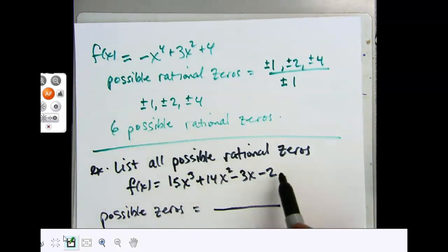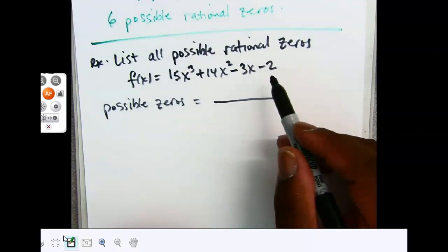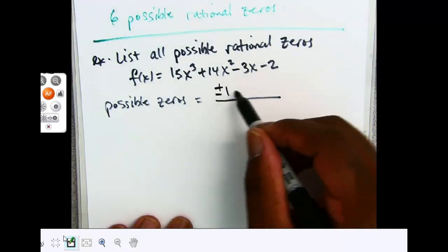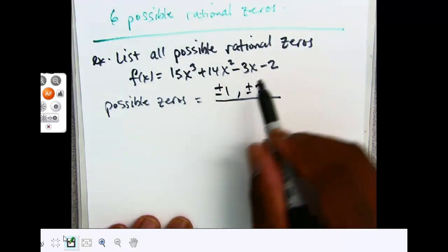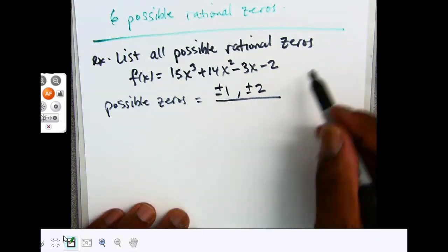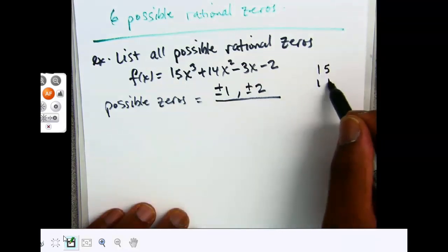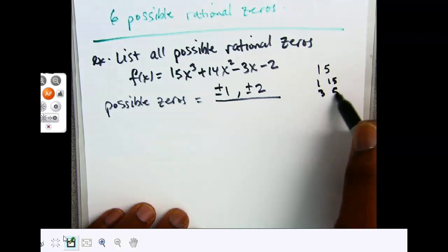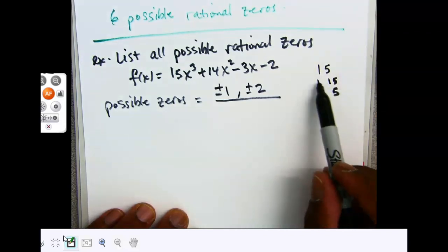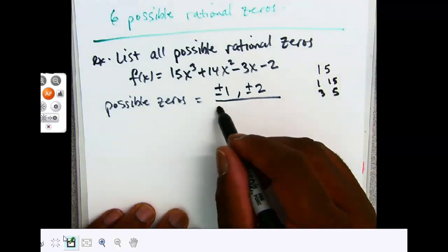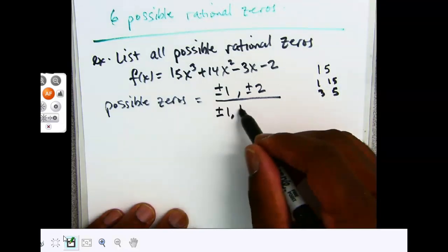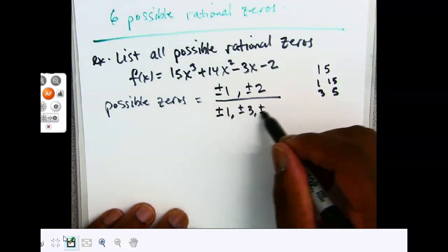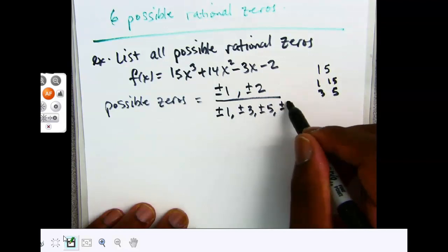All right. So our constant is 2. The only factors of 2 are 1 times 2. So we have plus or minus 1 and plus or minus 2. 15, on the other hand, is 1 times 15 and 3 times 5. So your possible factors are 1, 3, 5, and 15. So plus or minus 1, plus or minus 3, plus or minus 5, plus or minus 15.